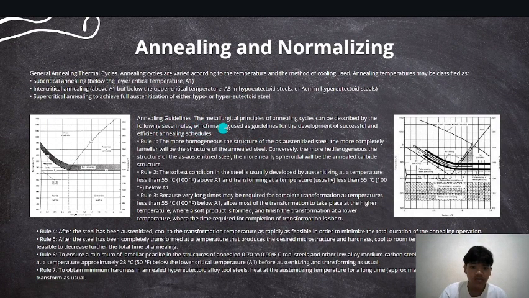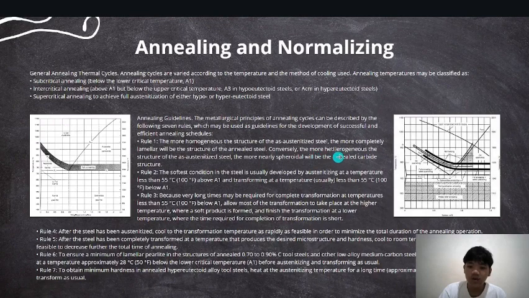Annealing guidelines. The metallurgical principles of annealing cycles can be described by the following 7 rules, which may be used as guidelines for the development of successful and efficient annealing schedules. Rule 1. The more homogeneous the structure of the austenitized steel, the more completely lamellar will be the structure of the annealed steel.